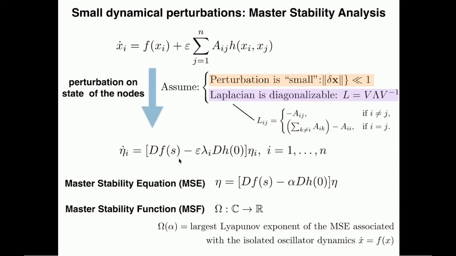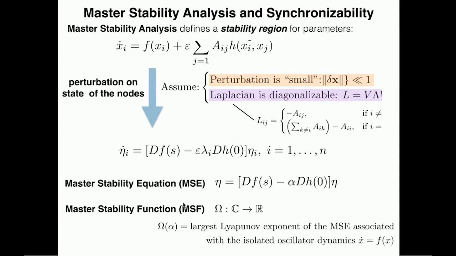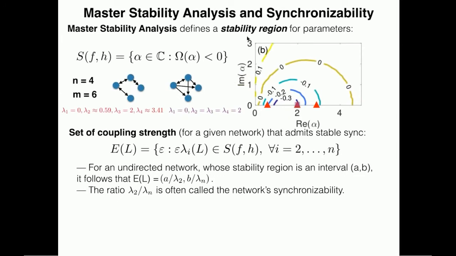Then we can define a master stability equation, and consequently a function that tells you, for a given effective coupling strength scaled by one of the Laplacian eigenvalues, whether that error mode is going to decay or grow in time. It's about stability. Using that function, one can define the so-called stability region in the parameter space. For a given model F and coupling function H, you can compute the master stability function for parameters in the complex plane. That gives you a region defined by negative master stability function values. Now, for a given network, if the scaled eigenvalues are all within this region, then the synchronization is stable. If not, it will be unstable.